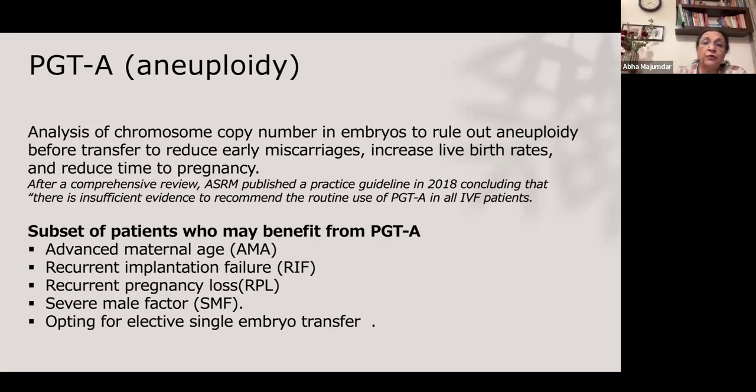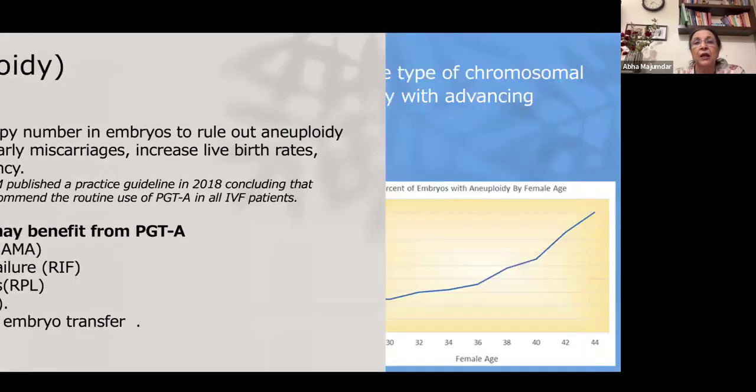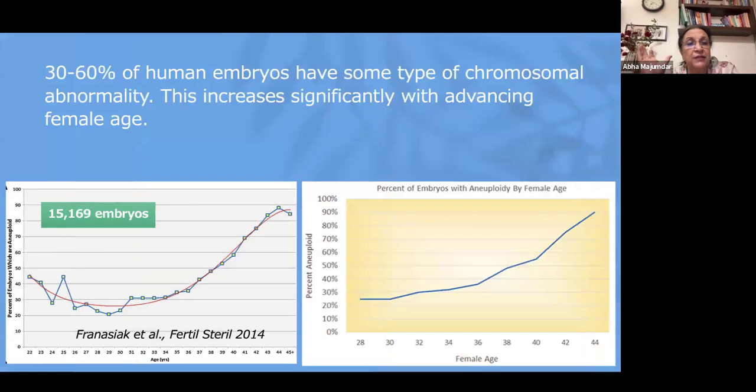After that, we have moved almost 12 years. But it has been found that the only subset of patients who benefit from PGTA is advanced maternal age women, not RIF, RPL, or male factor. Yes, opting for single embryo transfer with advanced age is a very good option. Now, we all have to understand that 30 to 60% of human embryos have some type of chromosomal abnormality. This increases significantly with advancing age.